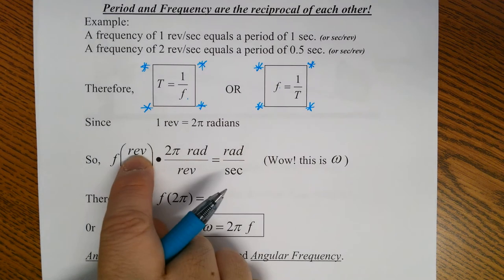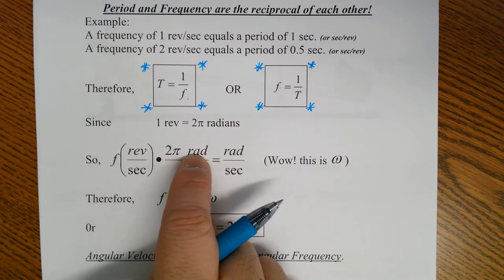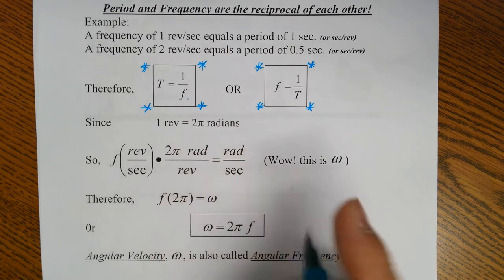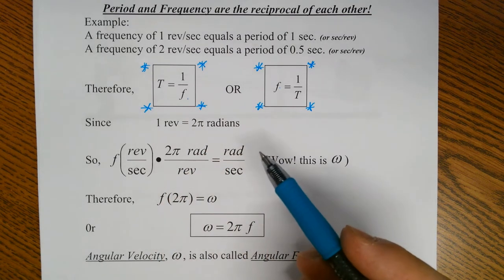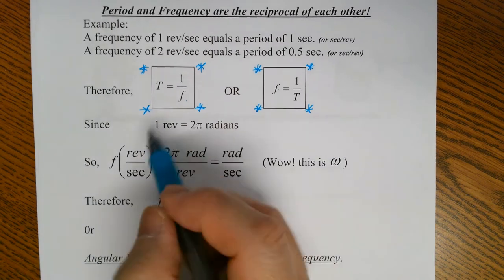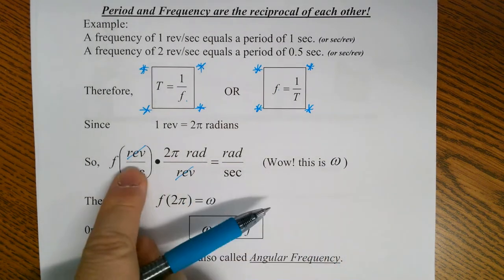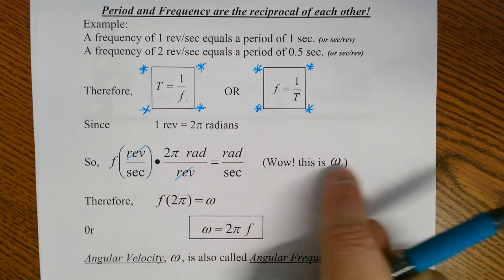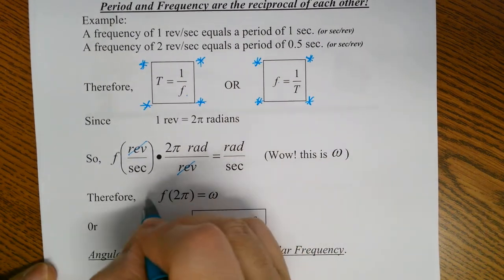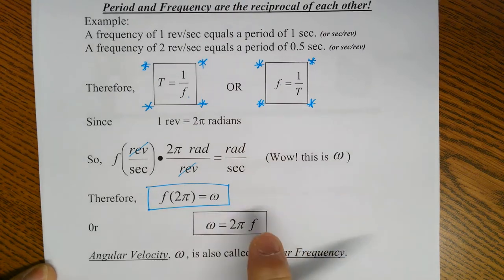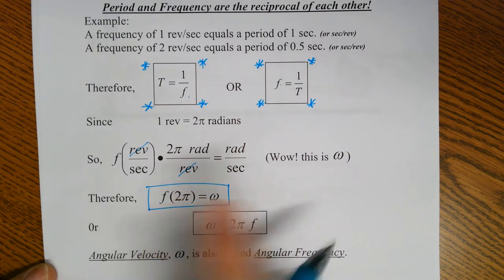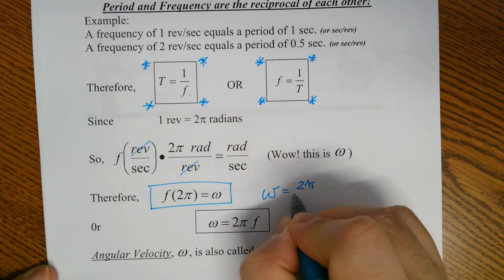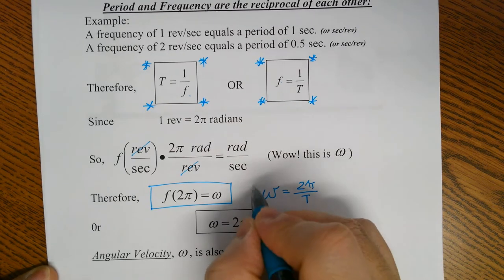So since 1 revolution is equal to 2 pi radians, 2 pi radians per revolution, that is going to be radians per second. And notice how revolutions can cancel out, which gives me 2 pi radians per second, which gives me my omega. So omega can be represented as 2 pi f, or omega can be represented as 2 pi over the period T.